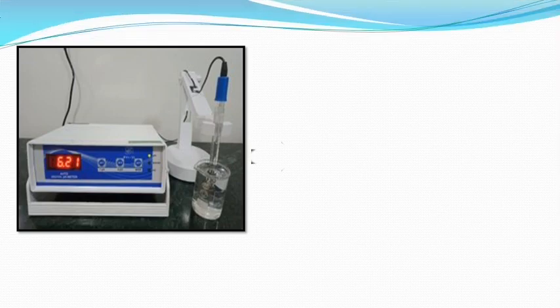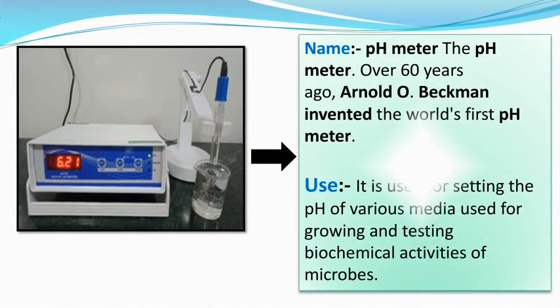Instrument name is pH meter, used to maintain the pH of various media and growing biochemical activities of microbes. pH meter or digital pH meter you can say. Over 60 years ago, Arnold O. Bachmann invented the world's first pH meter. This pH meter is also called Arnold's pH meter.